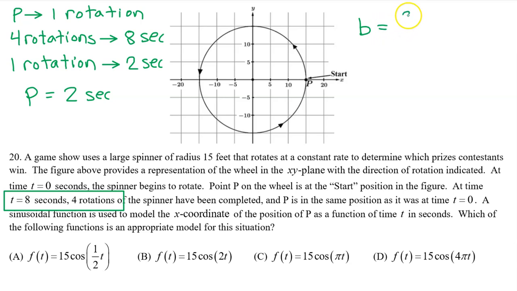The b value is given by 2 pi divided by the period. So in this case, that's 2 pi divided by 2. The 2's cancel out, leaving a b value of pi. Aha! The answer is C.